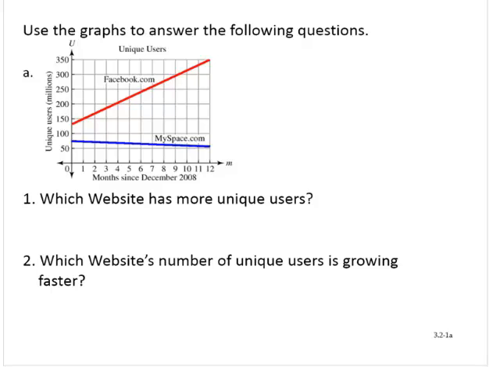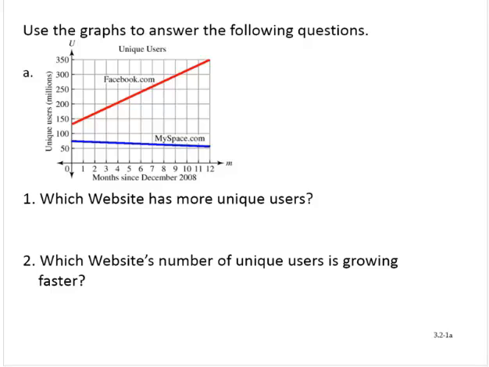Use the graphs to answer the following questions. Which website has more unique users? So we see in this graph that we have the unique users in millions as it's related to the number of months since December of 2008. And so we have the same scale on the axes for both of these graphs.